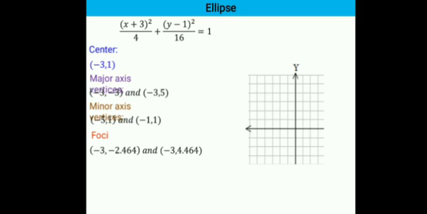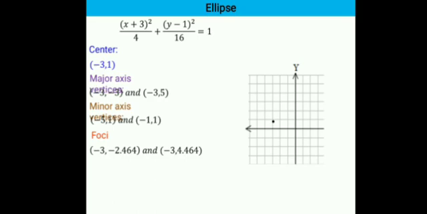We are now ready to sketch. Let's summarize first. Center, negative 3, 1. Major axis vertices, negative 3, negative 3, and negative 3, 5. Minor axis, negative 5, 1, and negative 1, 1. Foci, negative 3, negative 2.464, and negative 3, 4.464. So let us now locate or plot the points.